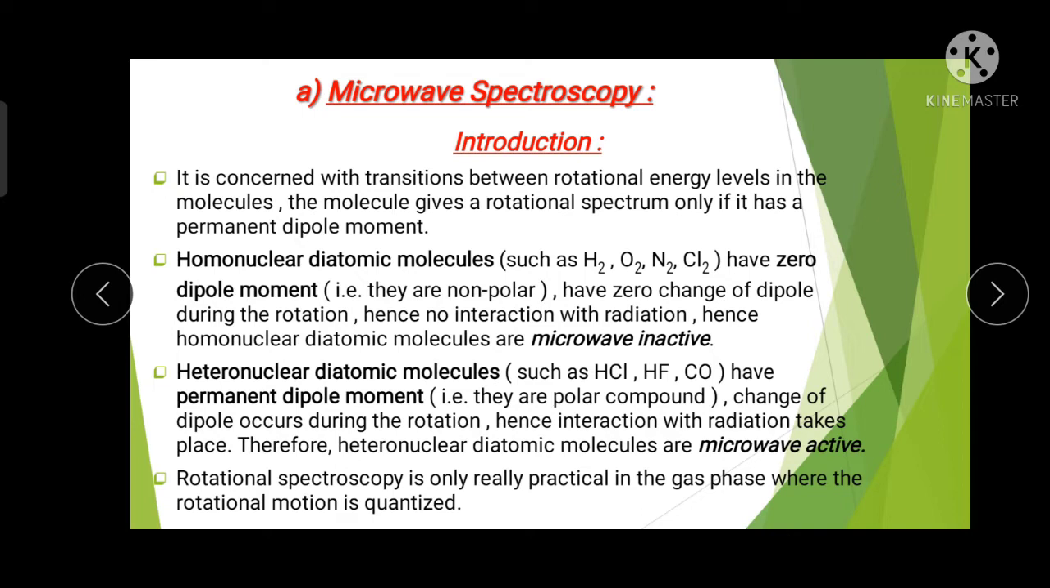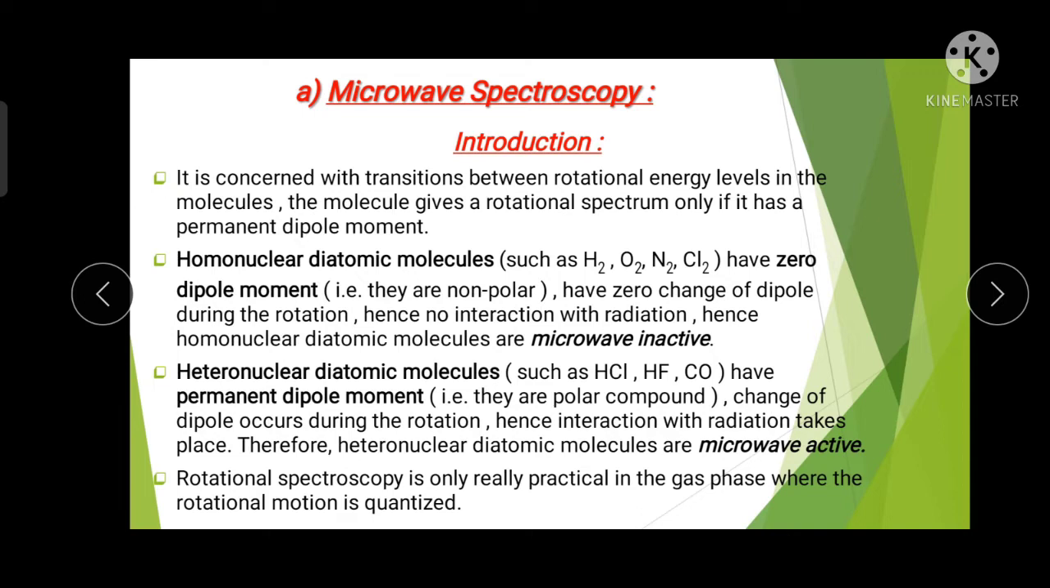But only when it has a permanent dipole moment do we get the rotational spectrum. That is the condition for microwave spectroscopy: the molecule or sample we use must have a permanent dipole moment, and then it shows the rotational spectra. So this is the condition to get the rotational spectrum of that particular molecule.